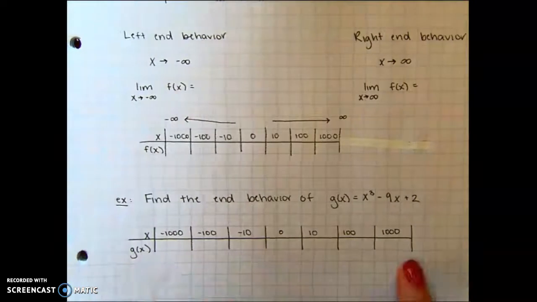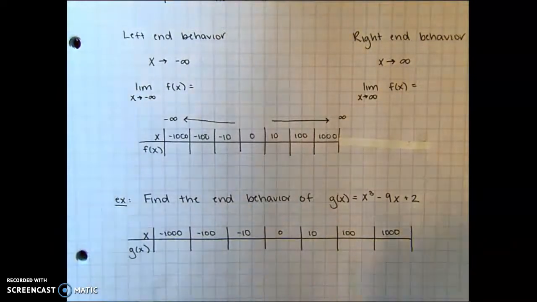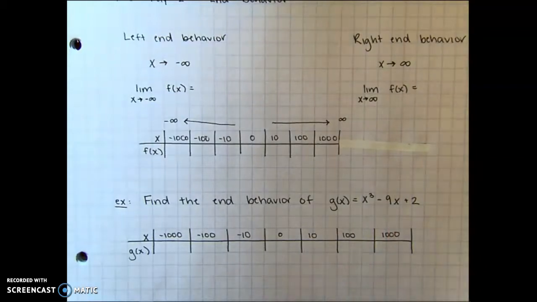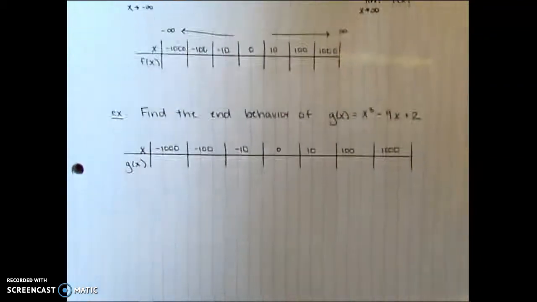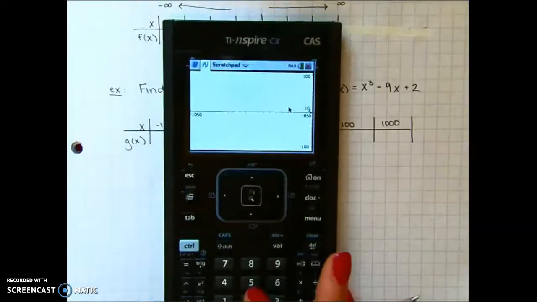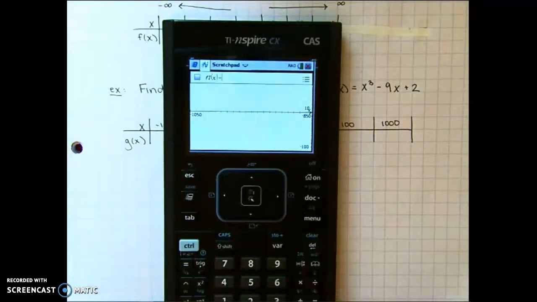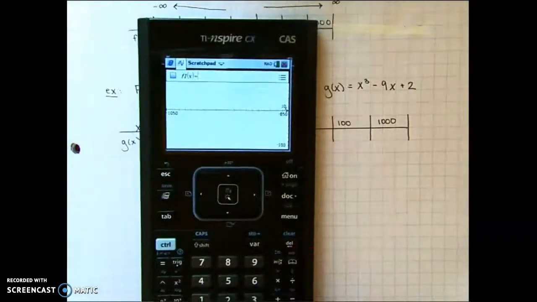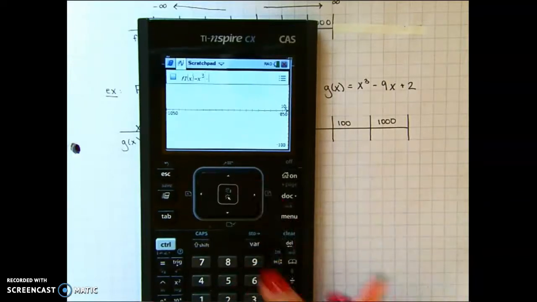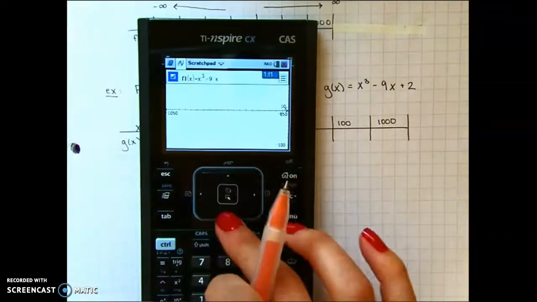So to figure out your y values, you can do one of two things. You could either substitute it in for each number, or you could graph it and use the trace feature, which I personally like to do. I'm going to use my TI Nspire. So I'm on my coordinate plane. I'm going to graph a new function. So x cubed minus 9x plus 2.